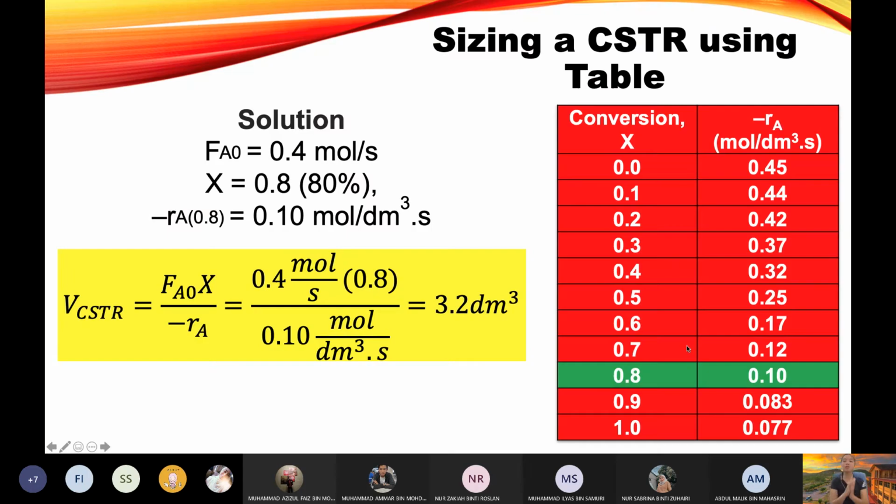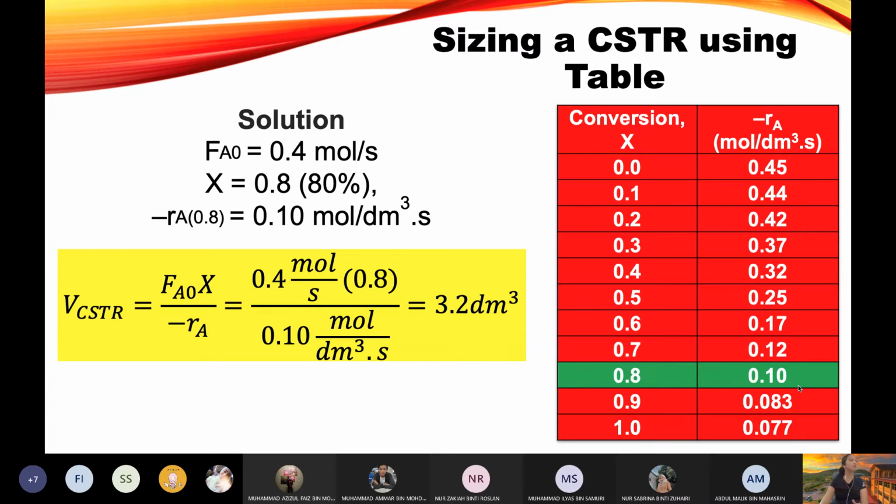So how do we use this to solve? As I told you, when you want to solve, the safest way is to list down the information first. The first information, we know FA0 is 0.4 mole per second. The second information, it says conversion is 80%, so 0.8. And from the table, when X is 0.8, my minus RA is 0.10. So the rate of reaction depends on conversion, and the table gives you that relationship. When my X is 0.8, my minus RA is 0.10.